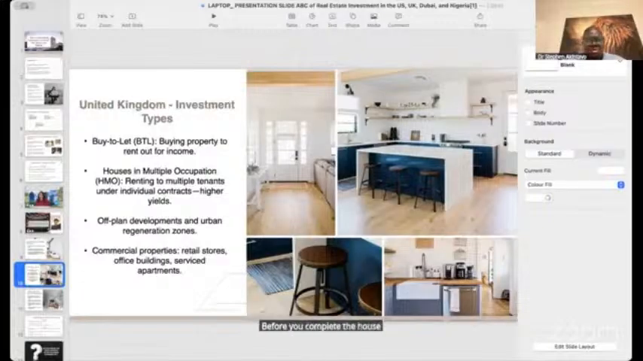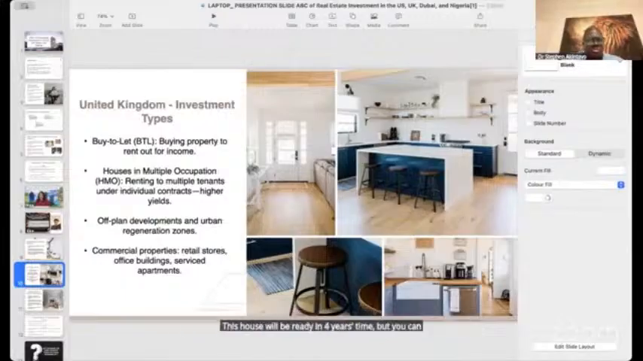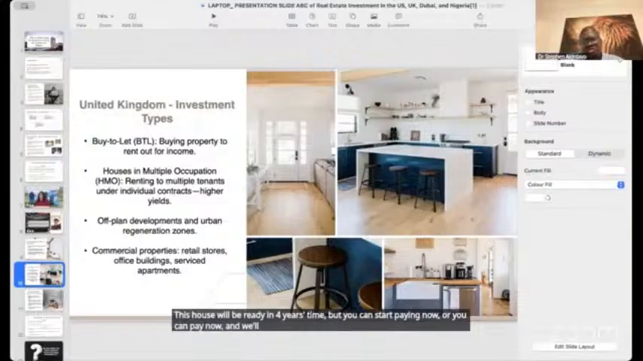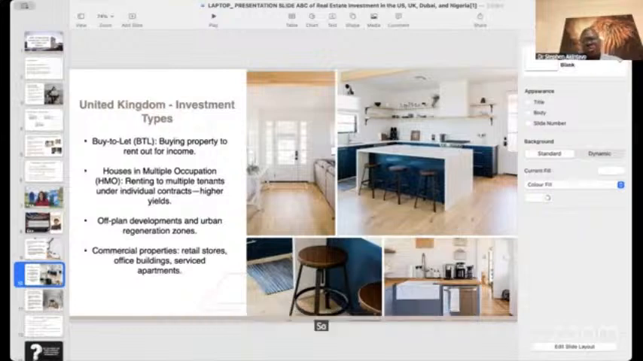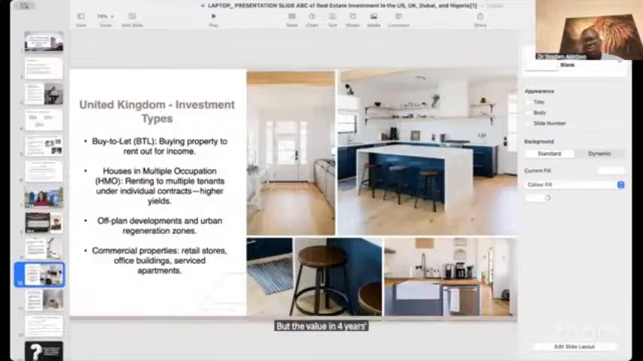So maybe you need 4 years. They sign a contract with you. This house will be ready in 4 years' time, but you can start paying now, and we'll give you the keys in 4 years. And you can even calculate what the likely value will be in 4 years' time. So they are doing it because maybe they are buying that property for £400,000, but the value in 4 years' time will be £600,000.